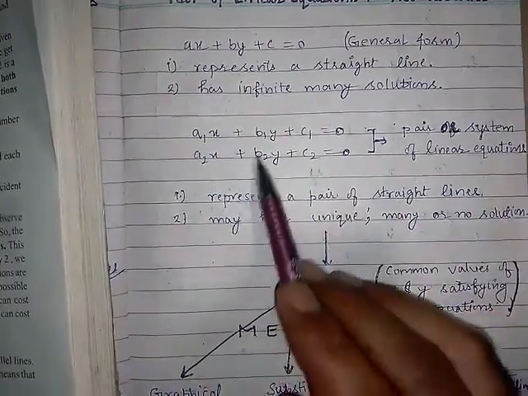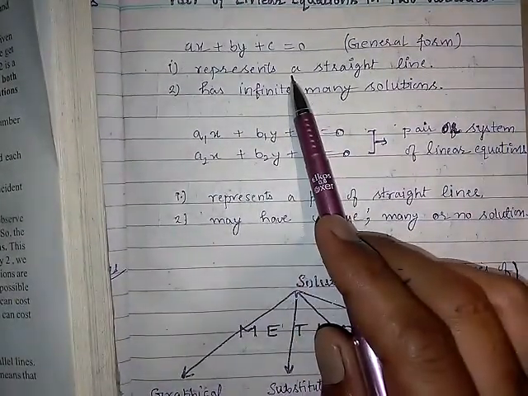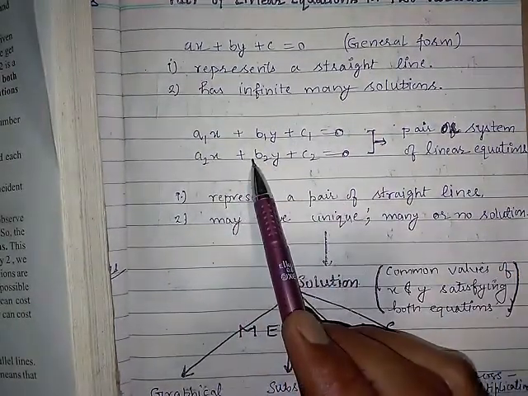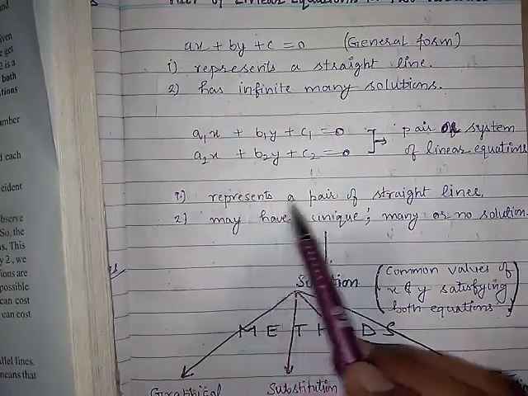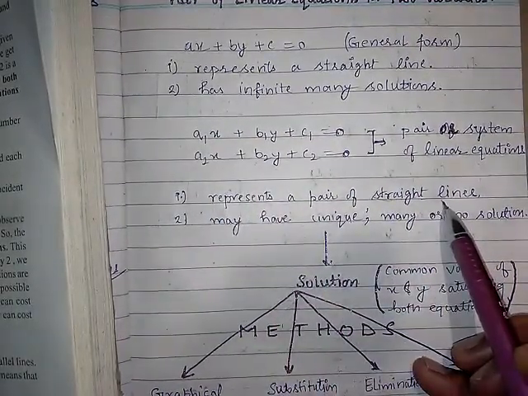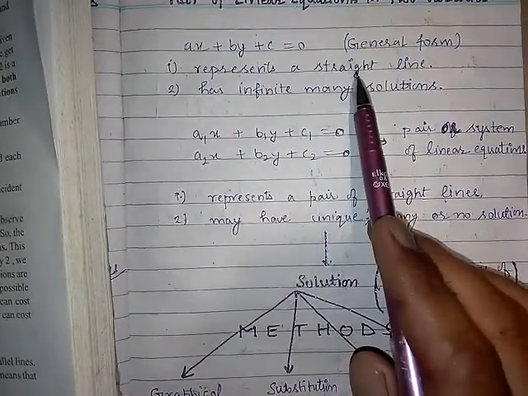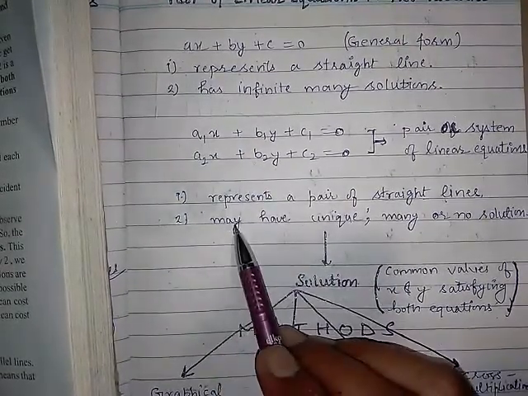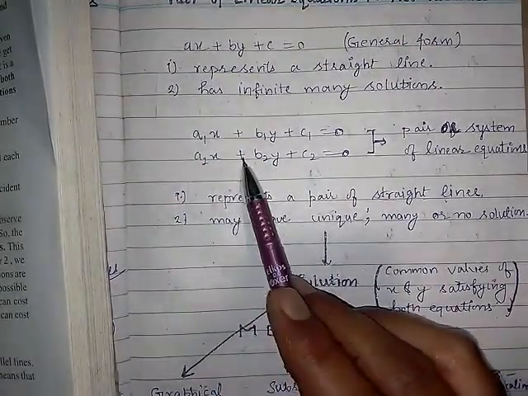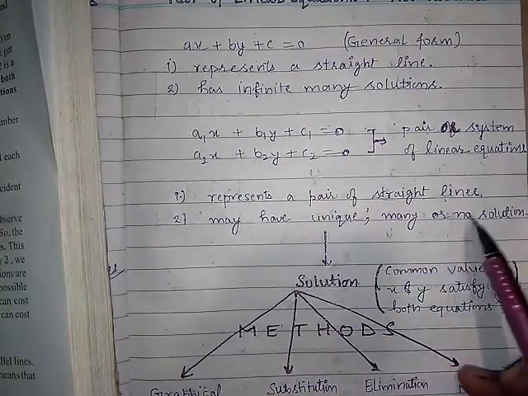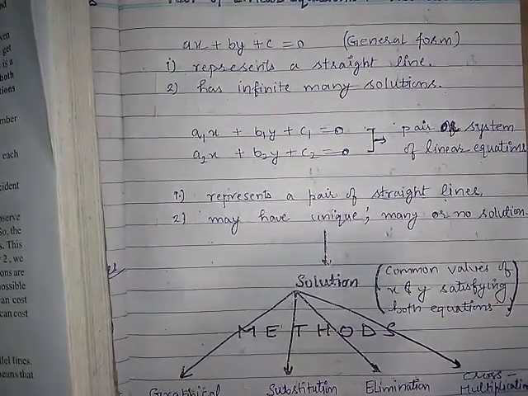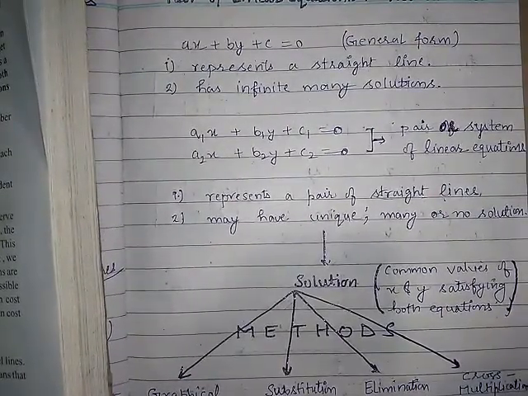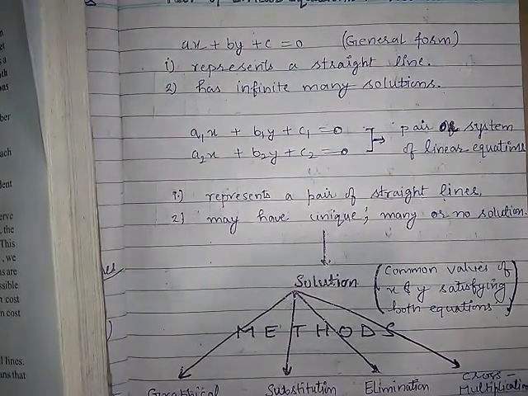Clear? Now what does it represent? Same as we studied earlier in class 9 for a single equation, both equations being linear, they will represent a pair of straight lines only, right? There it was representing a single straight line, and here they will represent a pair of straight lines. Regarding the solution, the system of equations may have a unique solution, many solutions, or no solution, depending on the conditions. That we will discuss later, right?